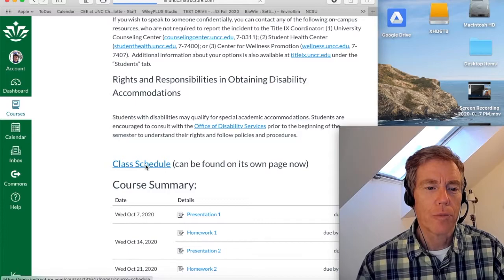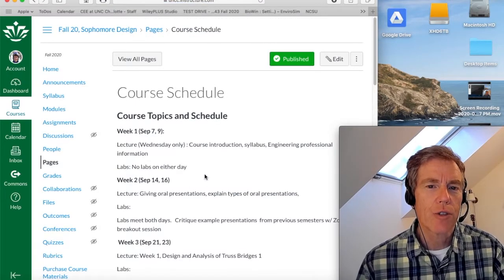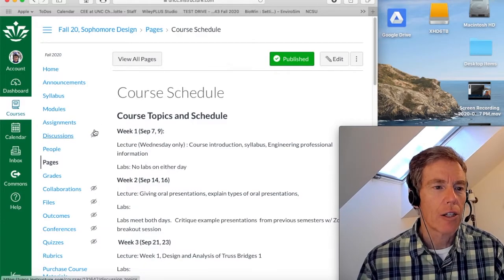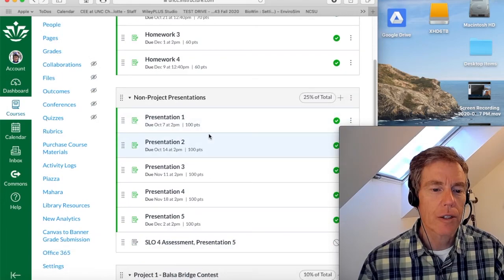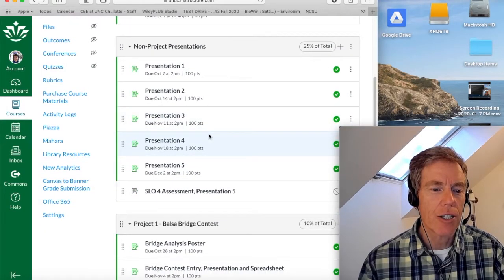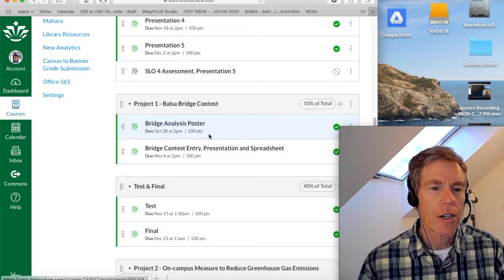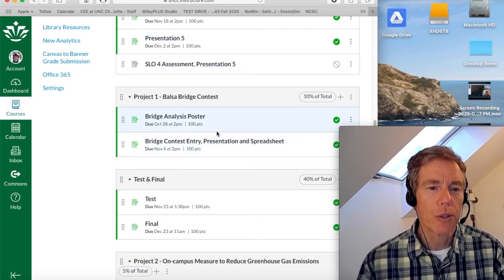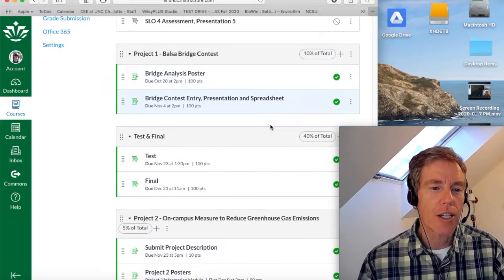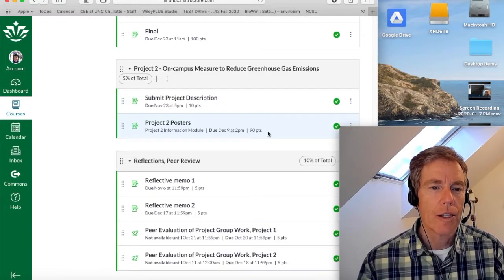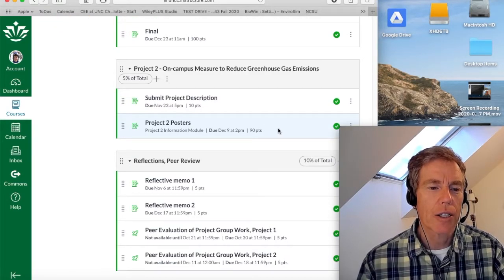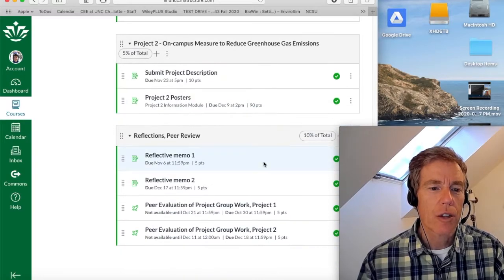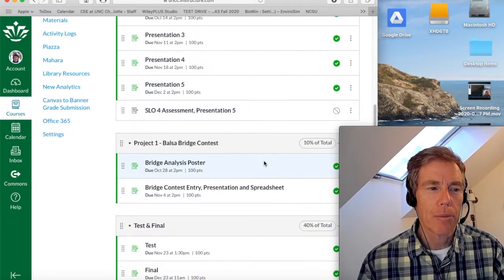I'm going to open the class schedule here. This gives you week by week what we're doing in lecture and what we're doing in lab. I'll also show you that the assignments are here, the four homeworks, the five non-project presentations, the due dates are shown, the first project we're doing, the Balsa Wood Bridge Contest, that I'll have both a poster and a presentation, the test and the final, the second project on greenhouse gas emissions, the two reflective memos, and the peer evaluation.